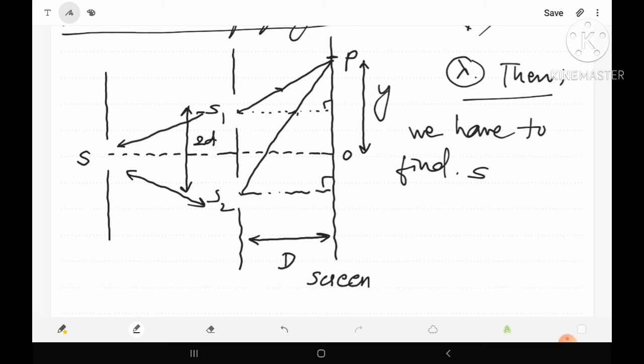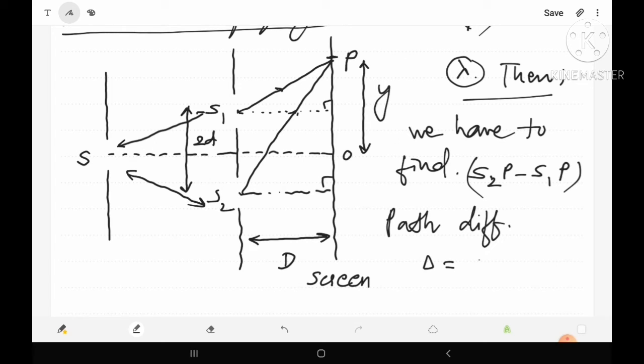we have to find S2P minus S1P, because from the figure S2P is more than S1P. So the path difference delta will be equal to S2P minus S1P. We have to find this value.